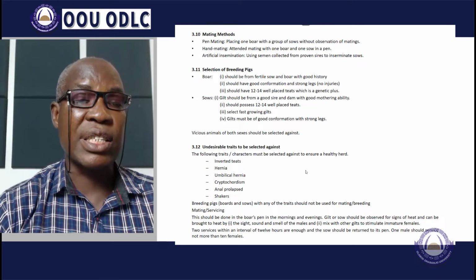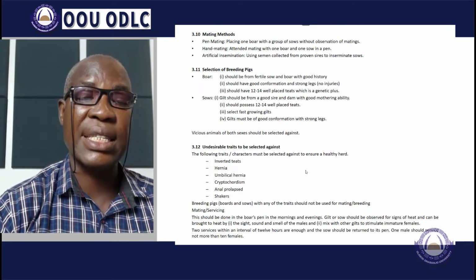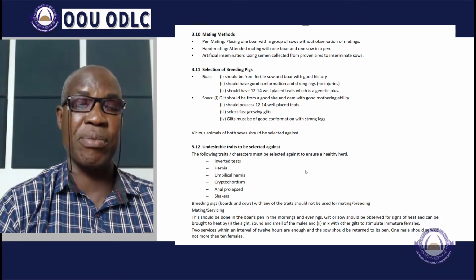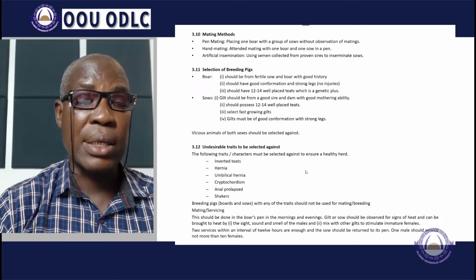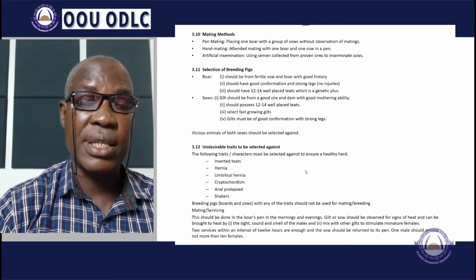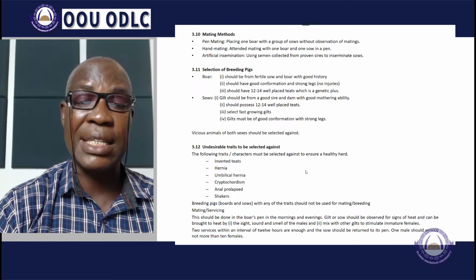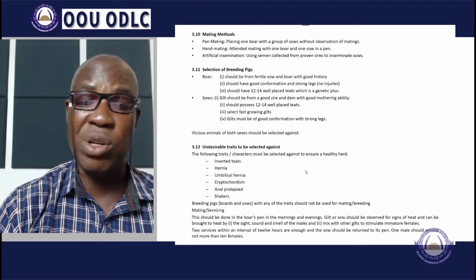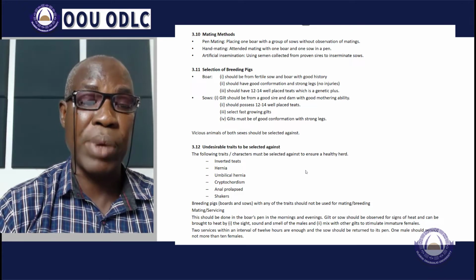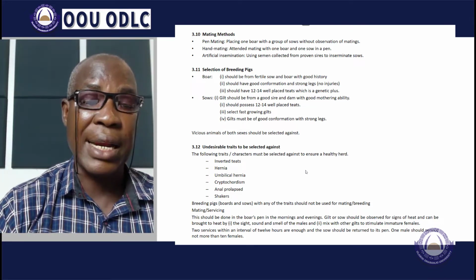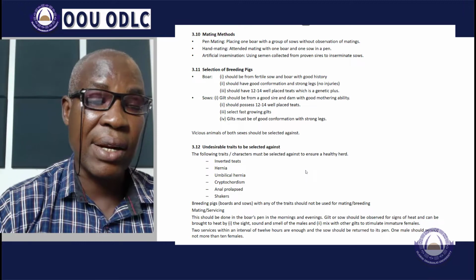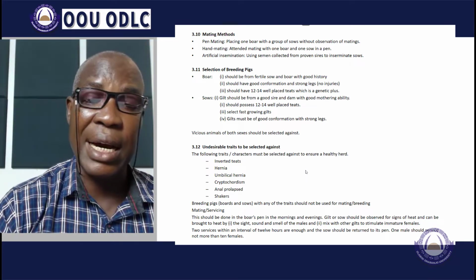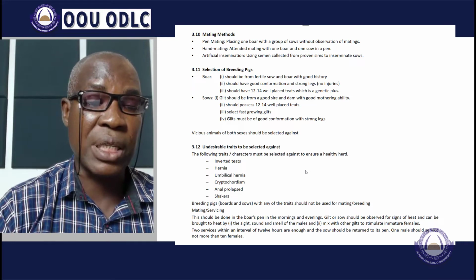What are the undesirable traits to be selected against when we want to breed an animal, especially our females? 1. Inverted teeth. Any animal with inverted teeth, that is curved teeth, is not expected to be used for mating because such an animal may not be able to milk the young very well. Hernia, either umbilical or inguinal. Any male animal that has a hernia should not be used for mating.